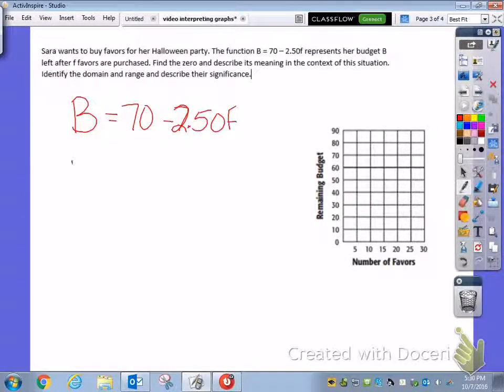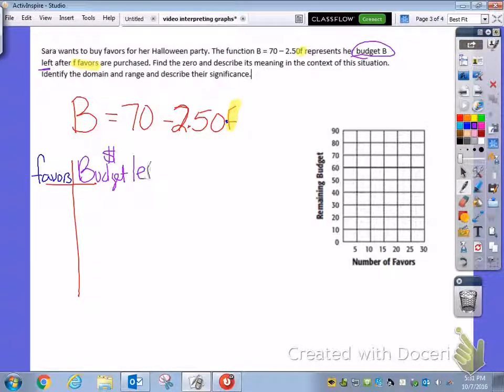Now I like to make sure that I understand what the problem is talking about. F, look up here, what does F represent? F is the favors. And remember, whatever is multiplied by the number is your independent variable. So since F is being multiplied, favors is my independent. And what does B represent? B is her budget. The budget that's left. So that's the money that is left.